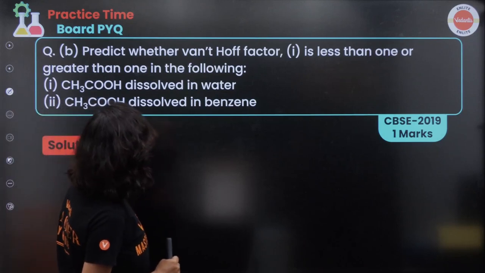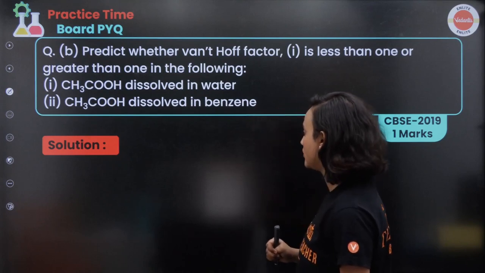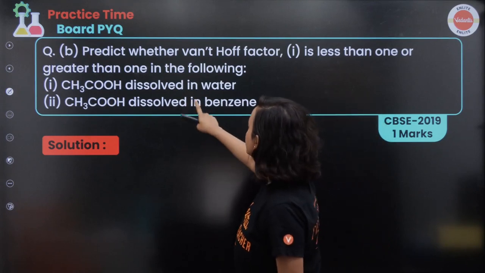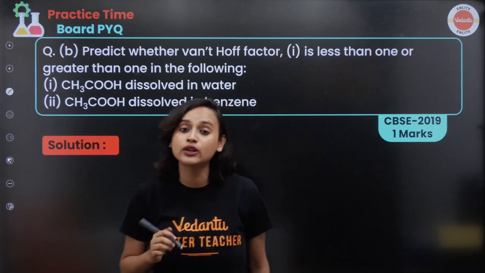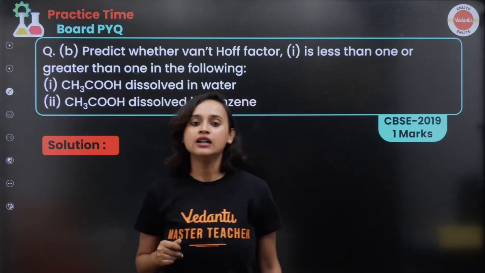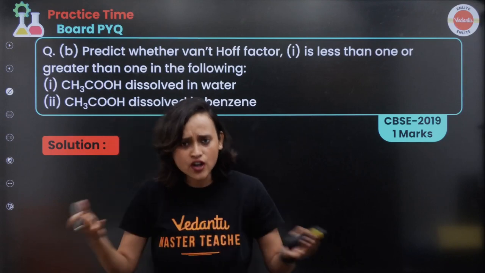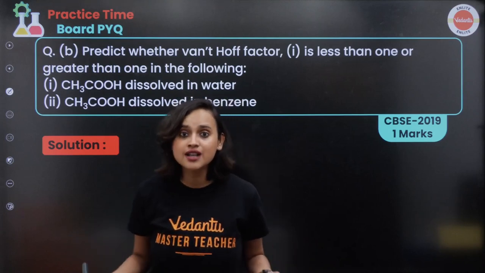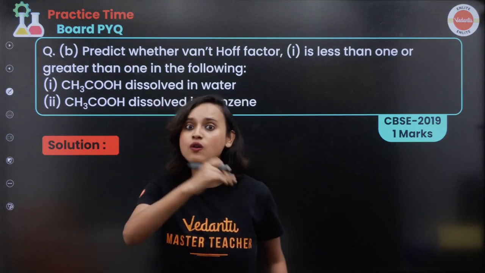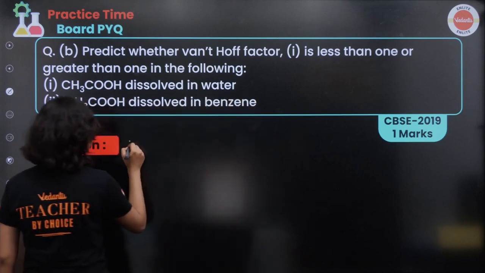Now, predict whether Van 't Hoff factor i is less than 1 or greater than 1 in the following. CH3COOH dissolved in water. When CH3COOH dissolves in water, what will you get? Acetic acid is a weak acid. Will it completely dissociate? Of course not. That is a question I should not even ask because I am pretty sure that you know it. So CH3COOH, chalo, let's write it down.